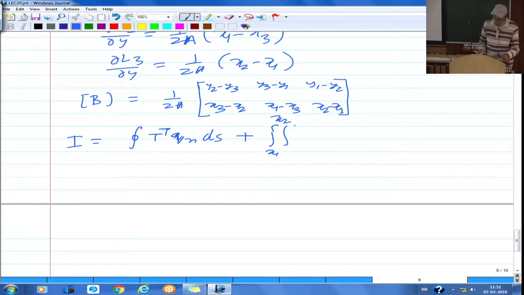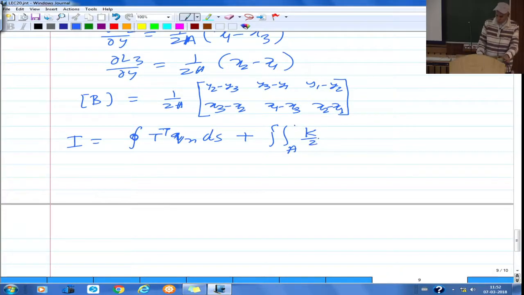Now, let me see this domain integral, not x1 to x2, because we are now writing this for the element. So this integration is across the element boundary, not the entire domain. So this integration I will now put over the area of the triangle. Let me say that this is over the total area of the triangle.